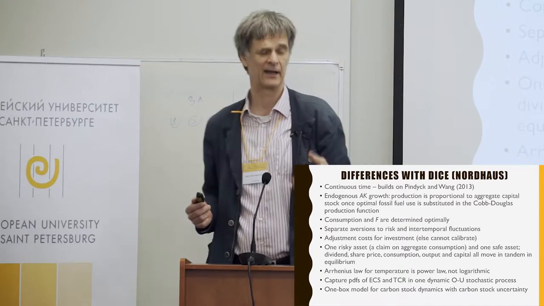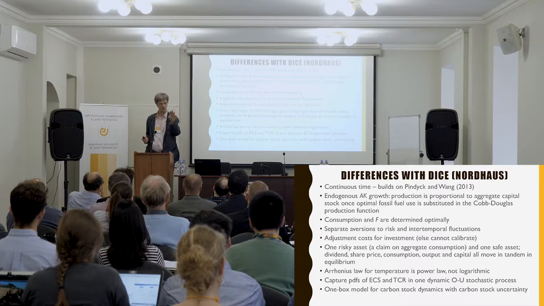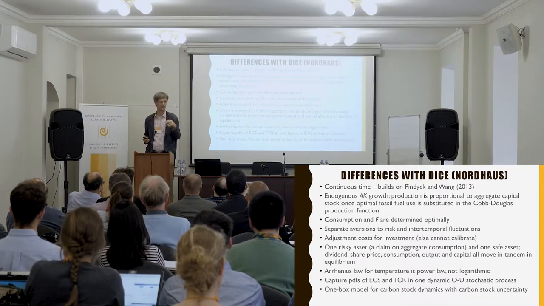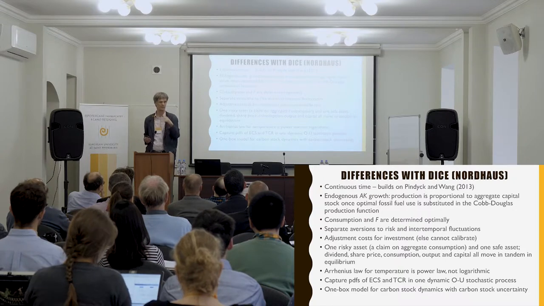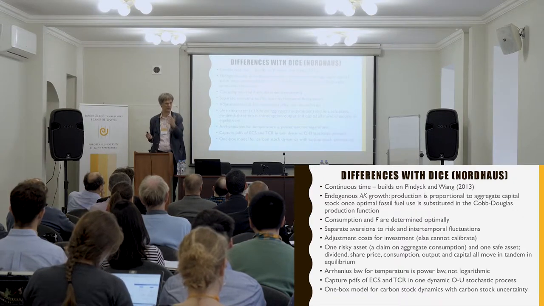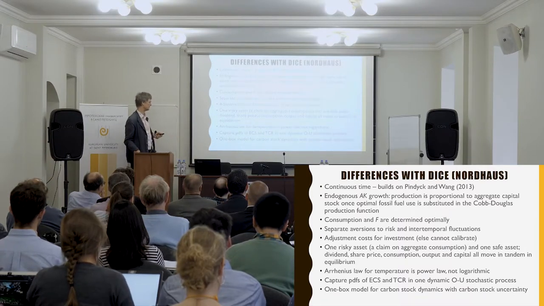Normally you will see something like an Arrhenius law. The Arrhenius law shows that temperature is a logarithmic function of the stock of atmospheric carbon. We approximate it by another concave function, not a logarithm, but a square root of it. We calibrate it to a power function, just for ease, to make sure that everything works.